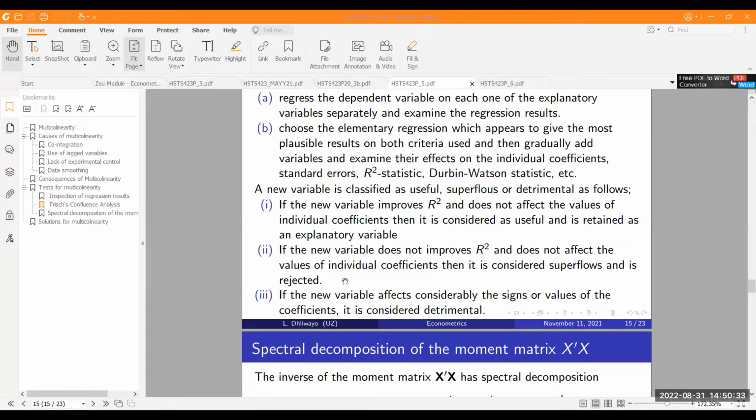So with this example, what do you think is the scenario? Is the second wife superfluous? Is she detrimental? Is she useful? Boys are saying useful. Girls are saying detrimental. All right, you're entitled to your opinion.